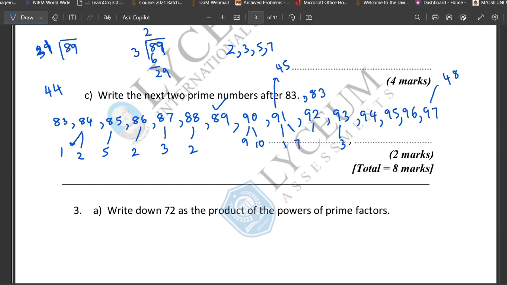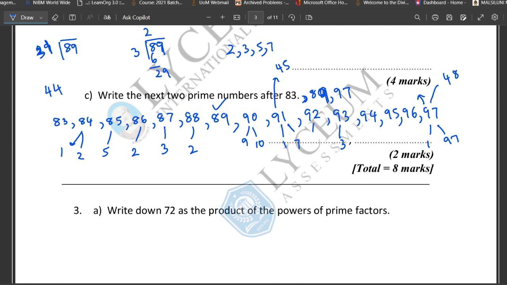15 is not, 16 is not, 17 is not, 18 is not, 19 is not. So if I check all these things, I checked till 48, so I didn't get any factor other than 1 and 97. So this is the other prime number after 80. This should be 89. 89, then 97.